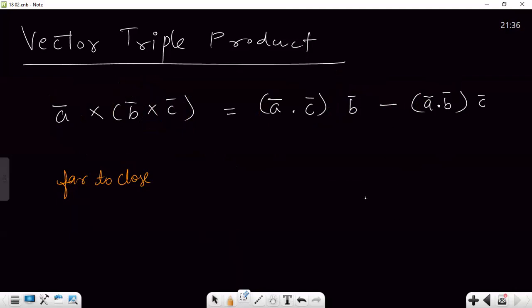So this is how we have to find out the vector triple product. As we know, vector product is not commutative. So B cross C cross A is equal to minus of A vector cross B vector C. That is the vector triple product. This much only. Any doubts?